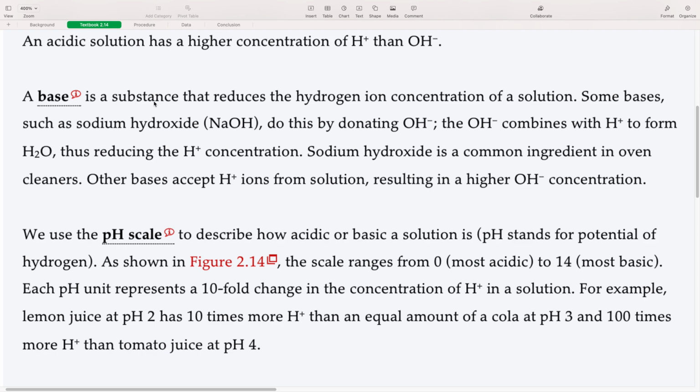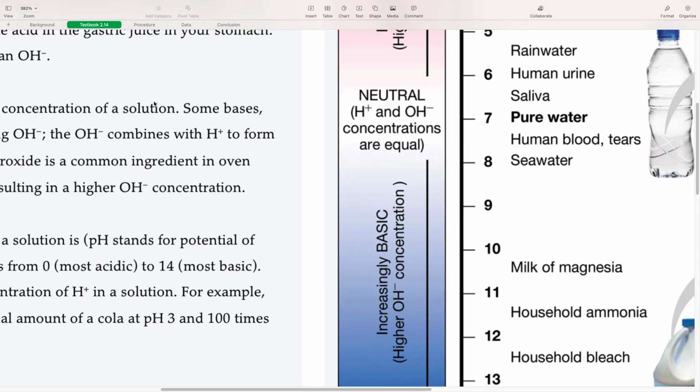So we use the pH scale to describe how much of an acid or a base there is. The scale goes from 0 to 14 with 7 smack in the middle. And it also tells you that each number is a 10-fold increase. So going from a 5 to a 6 is 10 times stronger. 7 is the middle. 7 is neutral, it's pure water. Going lower than 7, it becomes an acid. Going higher than that, and it becomes a base.